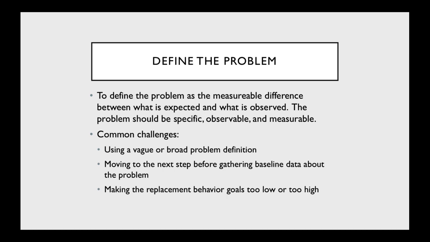And really, what is expected? What's the difference between what's expected and what's being observed? Like, where is the gap? What is it we're saying is discrepant from the peers? So the problem should be specific, observable, and measurable. If we do not make this specific, we end up trying to solve all the things of a child, or a teacher, and that's too much.